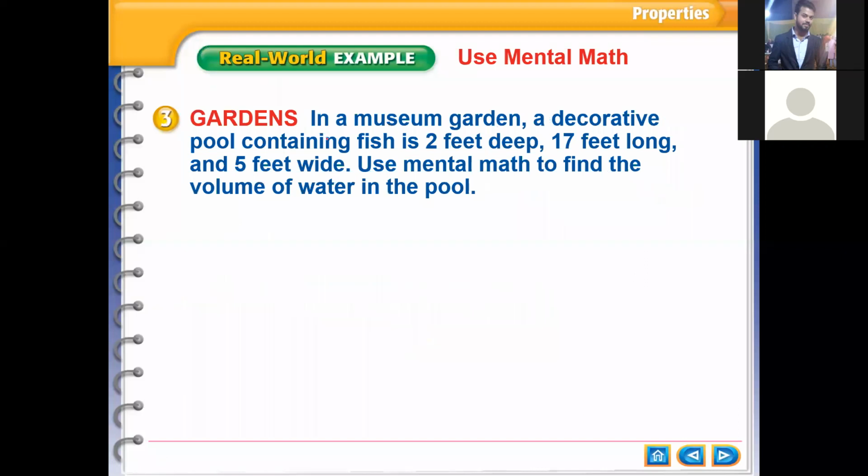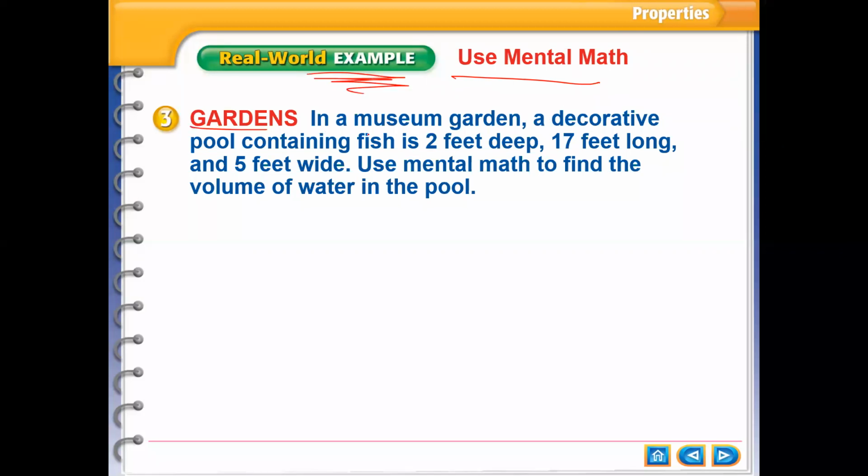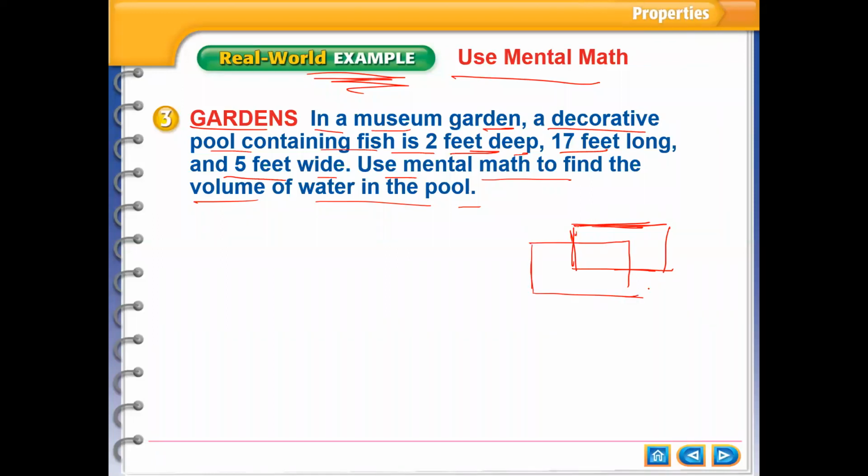Now use mental math. And here is a real world example for you. Gardens. In a museum garden, a decorative pool containing fish is 5 feet deep, 17 feet long, and 5 feet wide. Use mental math to find the volume of water in the pool. So there is a pool in the museum. Let's say this is a pool.